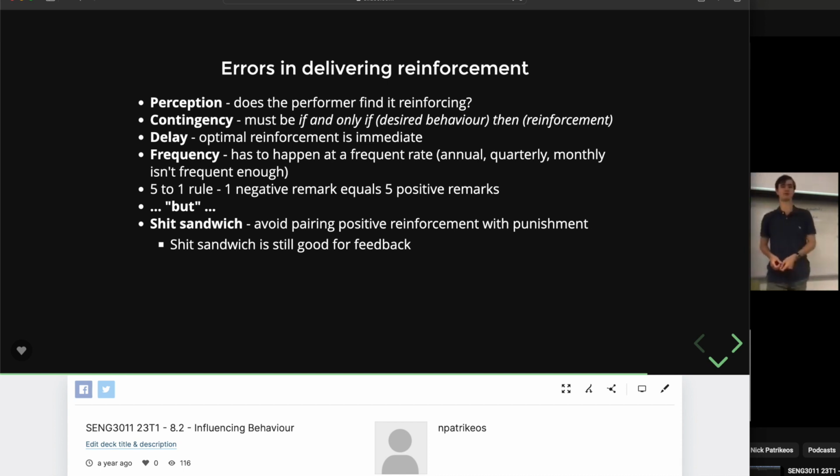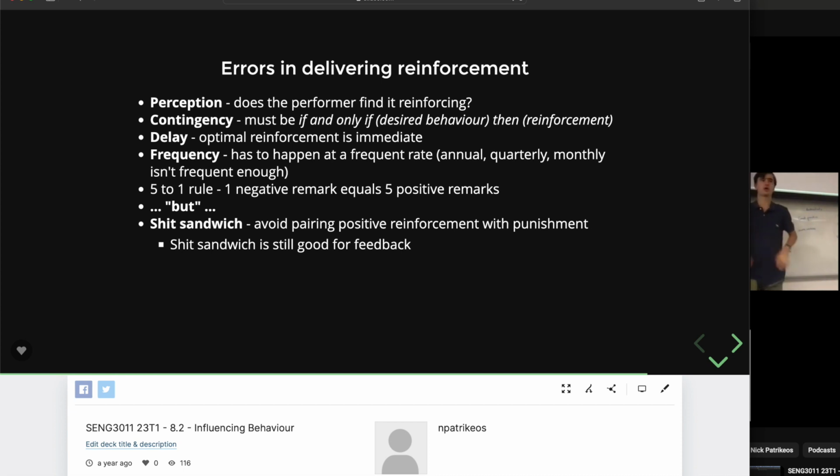We talked about that. Again, optimal reinforcement is immediate and not in the future. It also has to happen frequently, where you can't go, oh, I tried reinforcing this person and it didn't work. It's like, well, you've got to try it and then you do it again and again and again. It's got to be frequent. It's got to be repetitive.